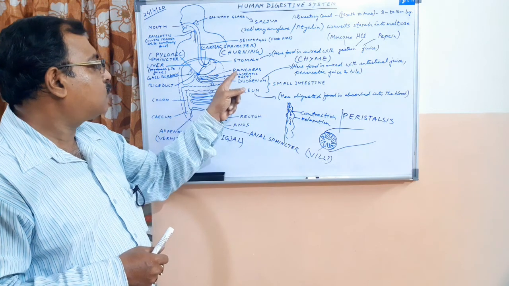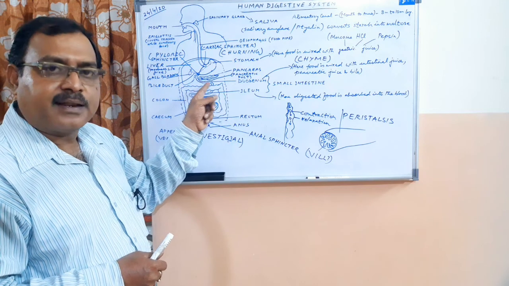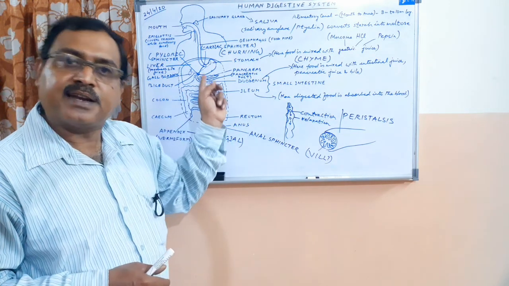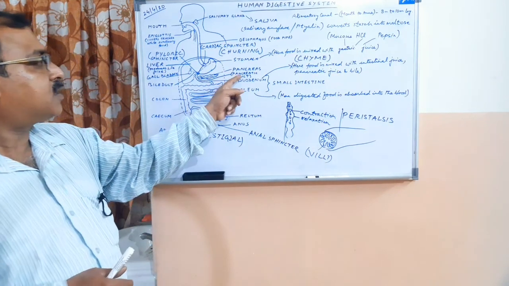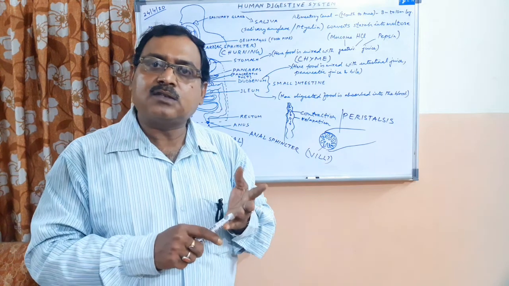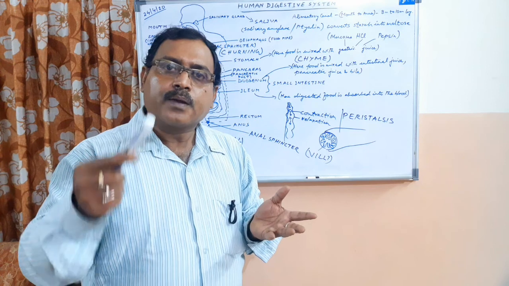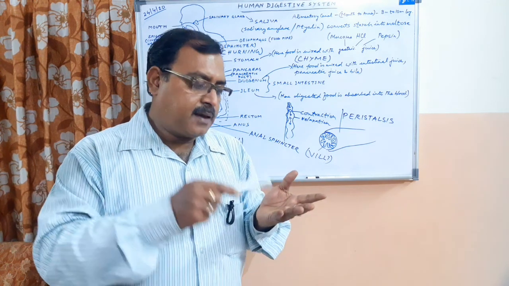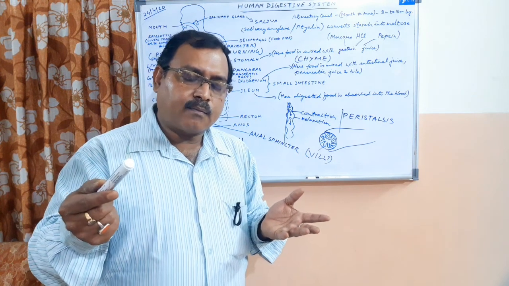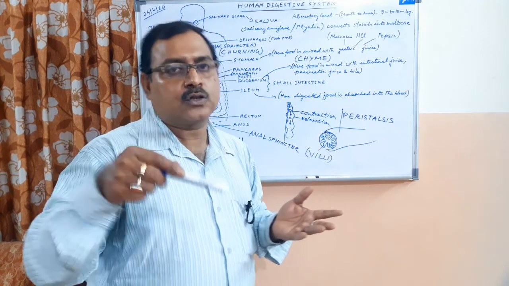Again, pancreatic juice is produced in the pancreas, which is poured into the duodenum via the pancreatic duct. Now this pancreatic juice has three different types of enzymes. One is amylase, which acts on carbohydrate food to break them down into simple glucose. Then lipase, which acts on fatty food to break them down, and trypsin acts on proteins.